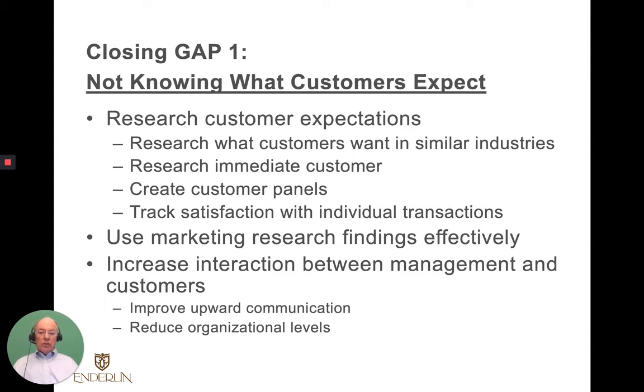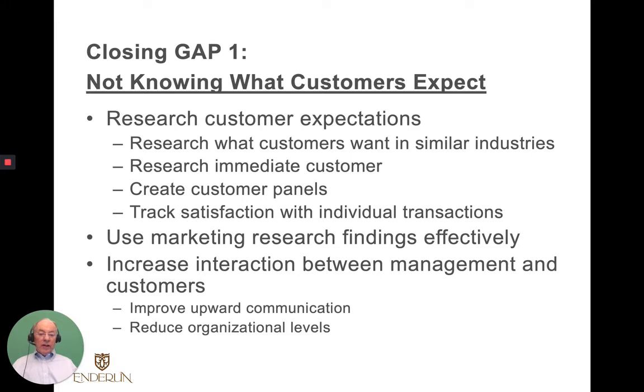So we do research on expectations. We want to know what the consumer wants in similar industries, so we do a comparison with that. We look at immediate past customer research. We can create customer panels, track satisfaction of individual transactions, and so on. We're using market research findings effectively in terms of how we then deal with those, in terms of understanding what the customer actually expects or wants, if you will.